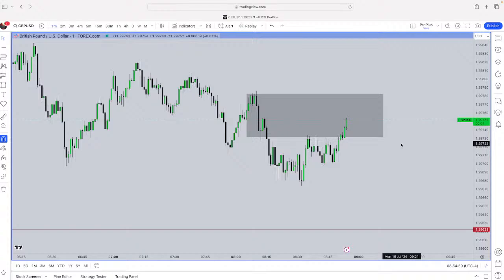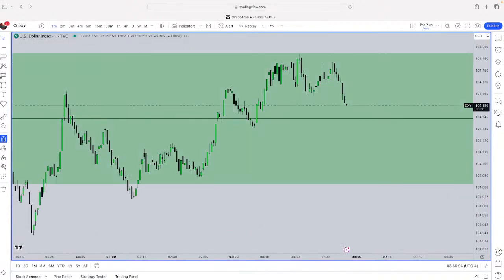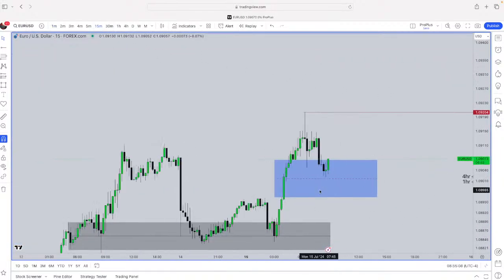You see a short setup on Euro? Yeah, potentially. I'll have a look. I mean, price is bouncing off this hourly BISI here.